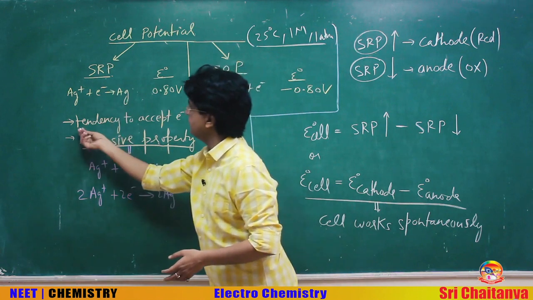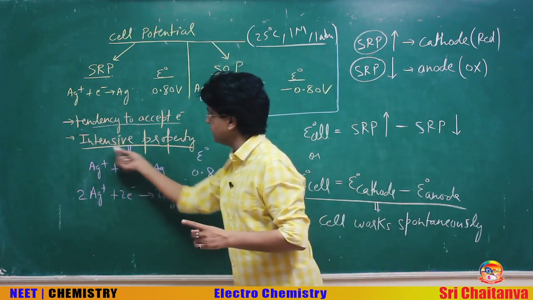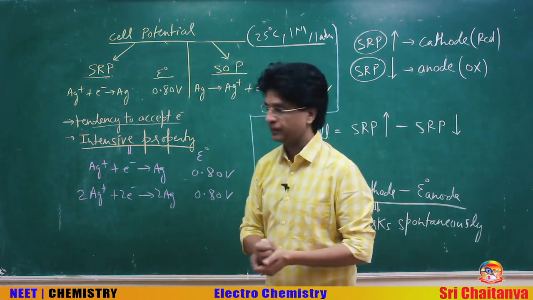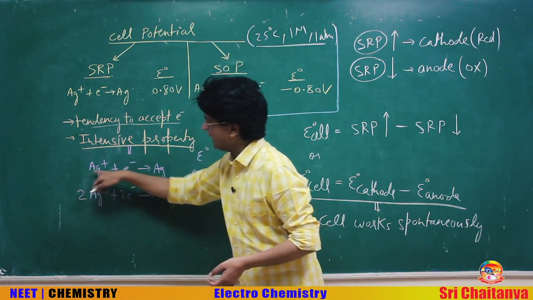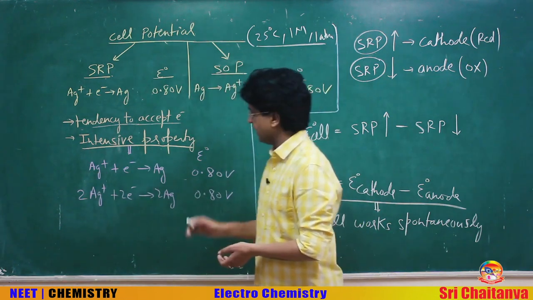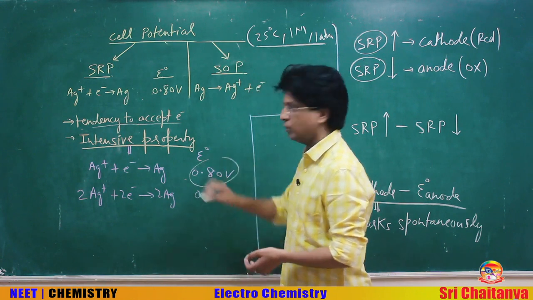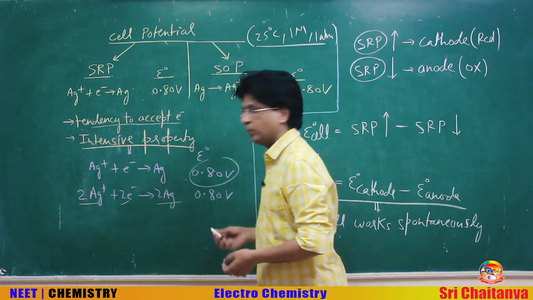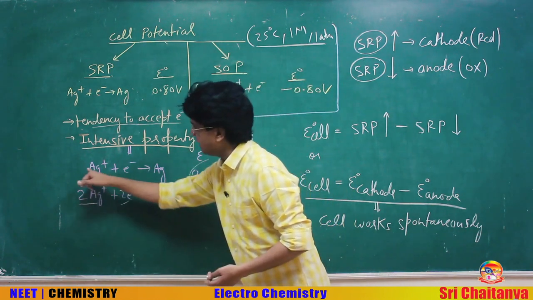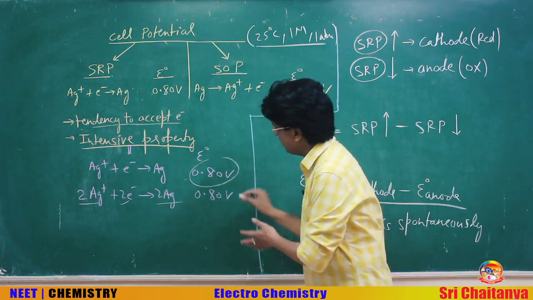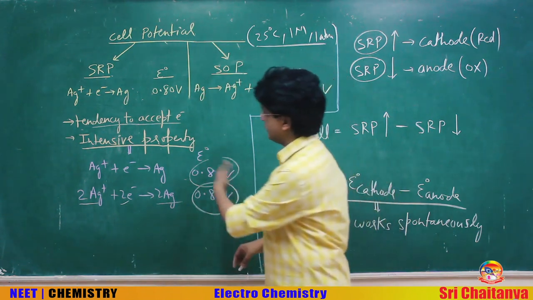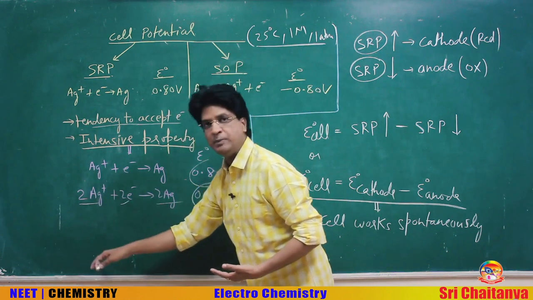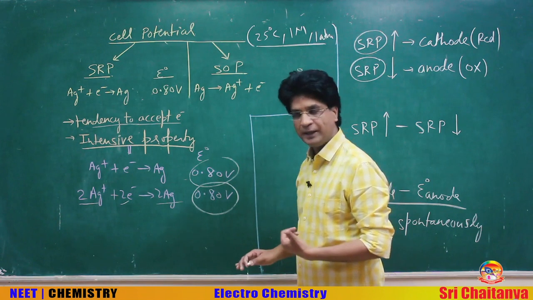Now, SRP is the tendency to accept electrons. It is an intensive property. What do you mean by intensive property? Any property which is independent of the size of the system. So if we have, say, 1 Ag+ accepting an electron and giving you Ag, I'll have the E naught as 0.80 volt. But if I have 2 moles of Ag+ accepting 2 electrons to give 2 Ag, in a sense I am multiplying the first equation by 2. I will not be multiplying the E naught value by 2 because it is an intensive property. It does not depend on the size of the system. Whether this is 10 Ag+, 15 Ag+, it will remain 0.80 volt. Is that clear?